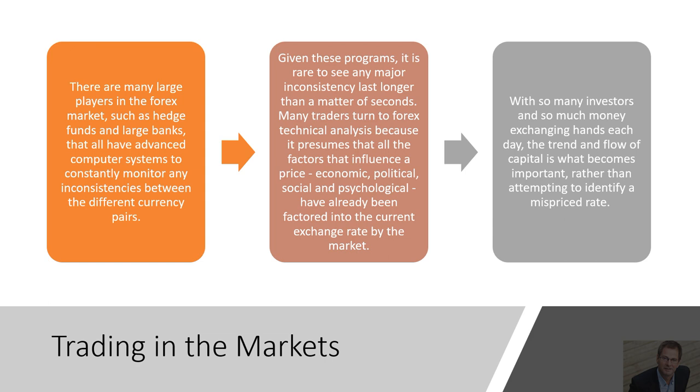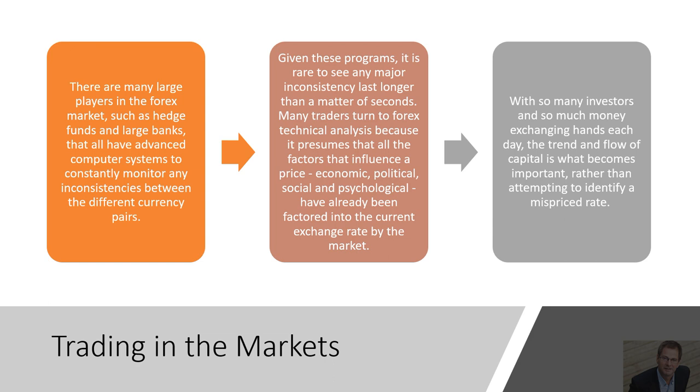Okay. Now, there are many large players in the Forex market, such as hedge funds and large banks, that have advanced computer systems that constantly monitor any inconsistency between the difference in currency pairs. Now, granted, today you have scanners, you have robots, you have direct feeds. We have the data just as fast as these big hedge funds and large banks, but we don't have their computer systems. They have these huge advanced computers with all these programs that they've written and designed inside their own company that are looking and monitoring everything. We have ourselves, we have our brains, we have our abilities, but we can't necessarily compete with them.